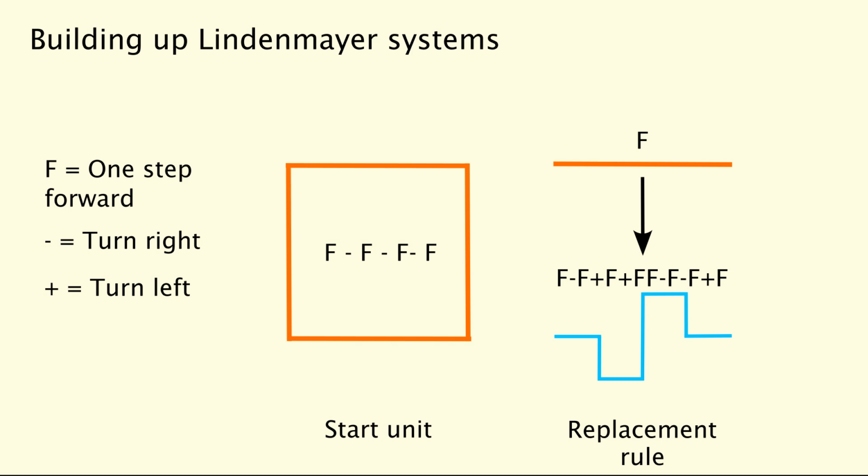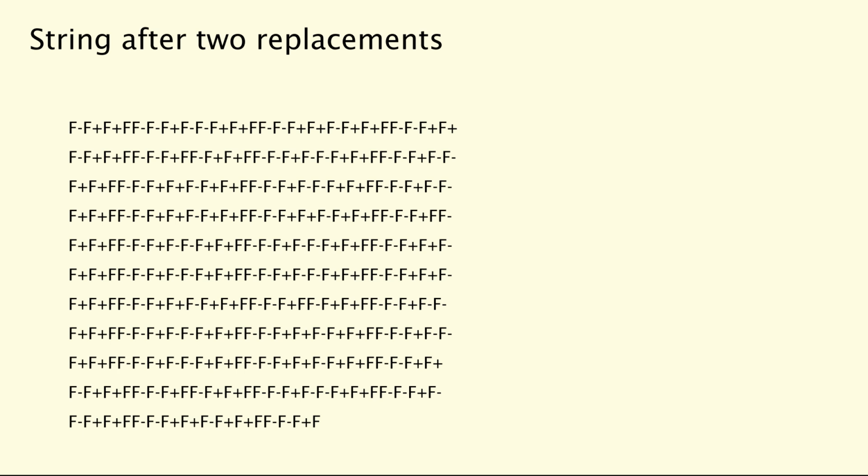Then the original square can be encoded as F-F-F-F. And our first replacement rule as F is replaced by F-F+F+FF-F-F+F. When we apply this replacement rule using a program like Perl 20 years ago or Python nowadays, we will obtain a more or less complicated string depending on the number of replacement cycles. Here I'm giving you the string obtained after 2 replacements.